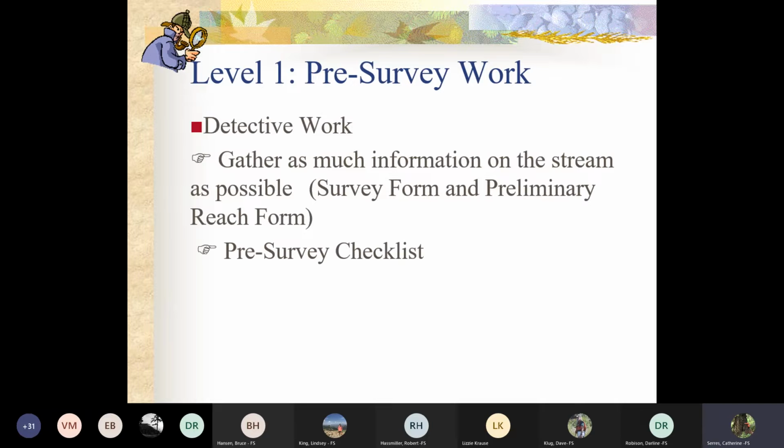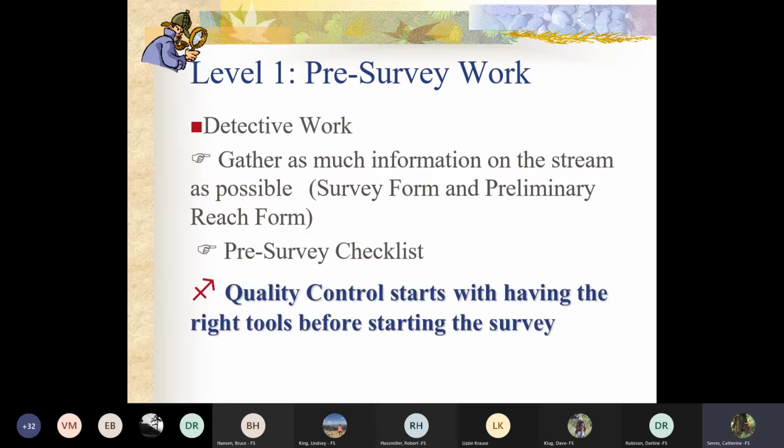There is a pre-survey checklist that you can use. It's in the binder, back in the quality control handbook, in the quality control tab in the binder. That's something that you can go through and make sure you cover all the things on the pre-survey checklist. And again, it really starts with having those right tools.